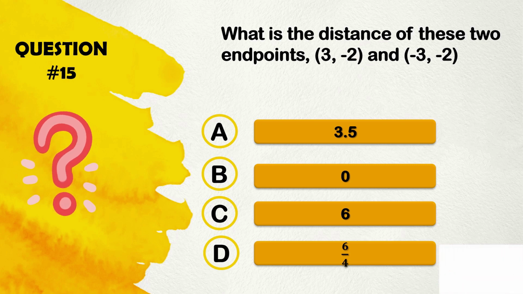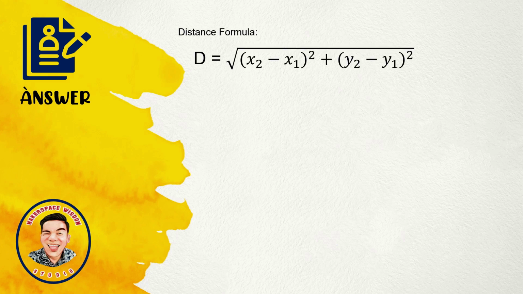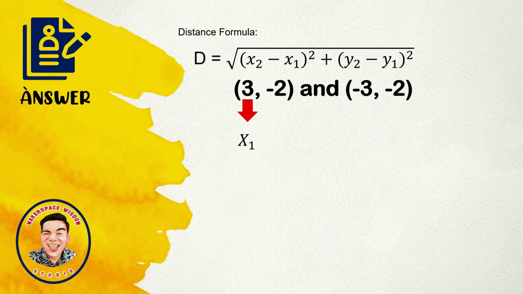Alright, time is up. Since the given problem is asking for the distance between the two points, we will be using the distance formula. And that is d, which is equal to the square root of the square of the quantity x sub 2 minus x sub 1, plus the square of the quantity y sub 2 minus y sub 1. In the given problem, we are given the points (3, negative 2) and (negative 3, negative 2). Where 3 is our x sub 1, negative 2 is our y sub 1, negative 3 is our x sub 2, and negative 2 is the y sub 2.